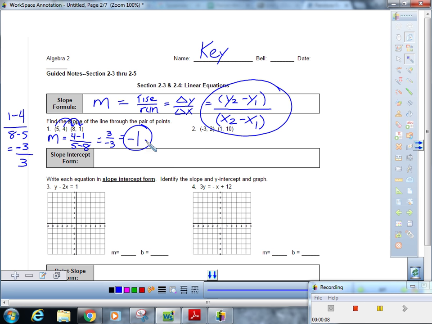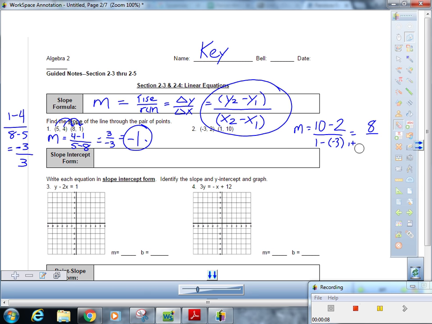All right, so in number 2, I'm just going to call it 10 minus 2 on top, and now 1 minus a negative 3, and just to refresh you, that's an 8, and that ends up being a 1 plus 3. So that's 4, and 8 divided by 4 is positive 2.